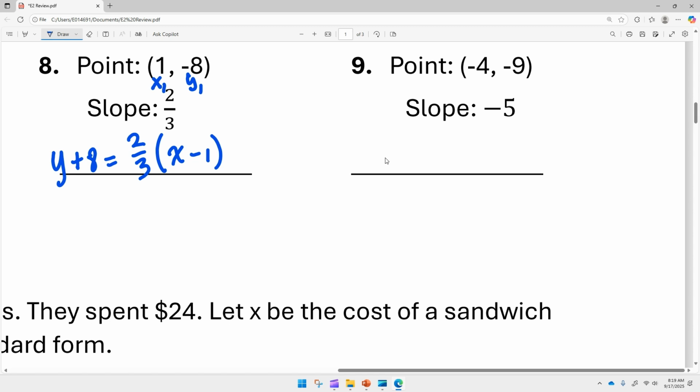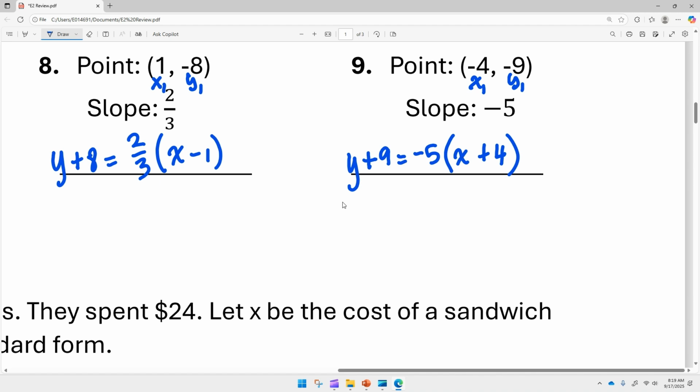All right, hopefully we're doing really good and we're getting the concept. We're going to go to number 9. So that's going to give me y. Their y1 is negative 9, so that's going to be plus 9. That's going to be equal to negative 5. Again, we don't change the slope. Parentheses. Then that's going to be x. We're going to go to our x1, and that's going to give me plus 4.